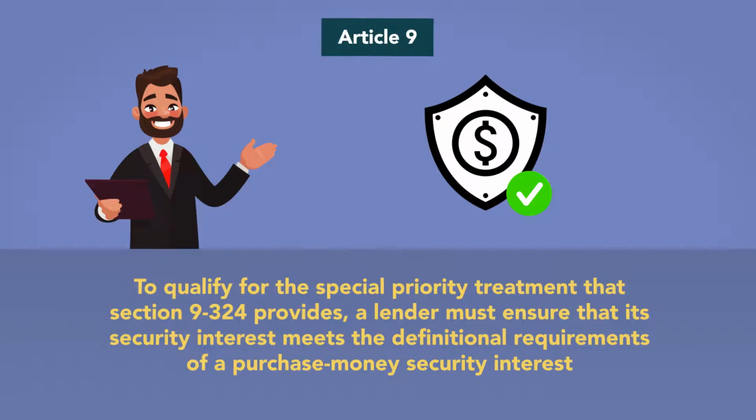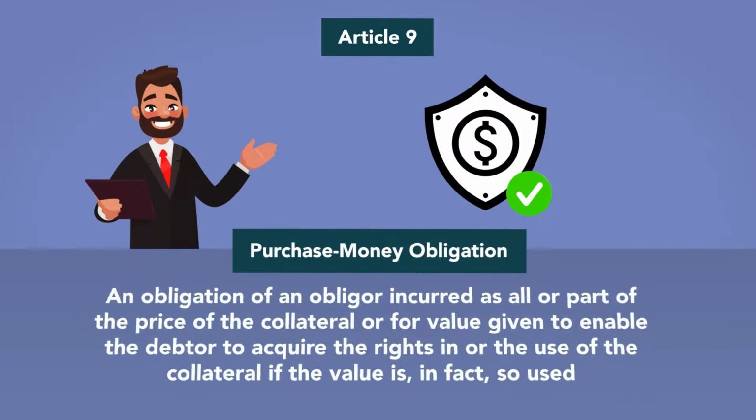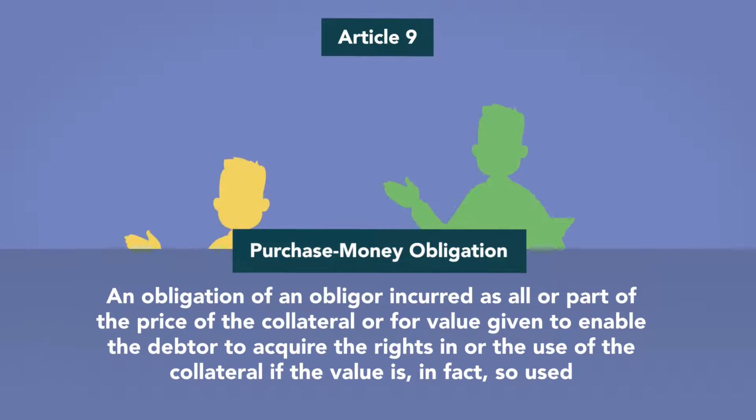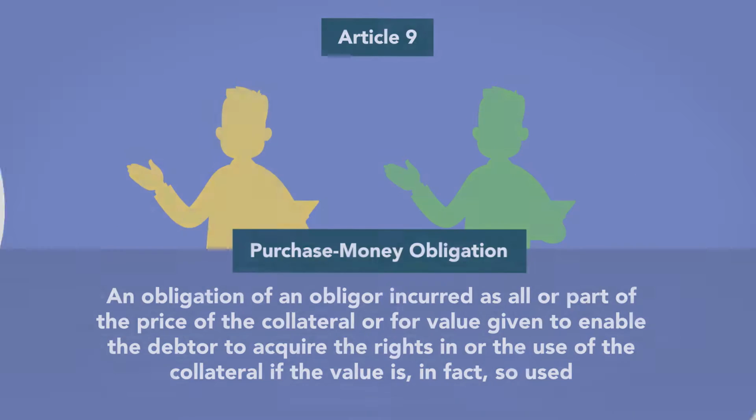Under Article 9, a purchase money obligation means an obligation of an obligor incurred as all or part of the price of the collateral, or for the value given to enable the debtor to acquire the rights in or use of the collateral, if the value is, in fact, so used. This definition presents two different kinds of purchase money lenders.